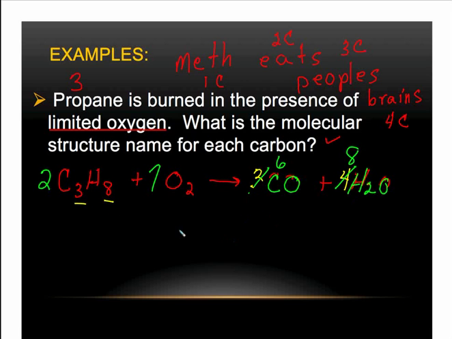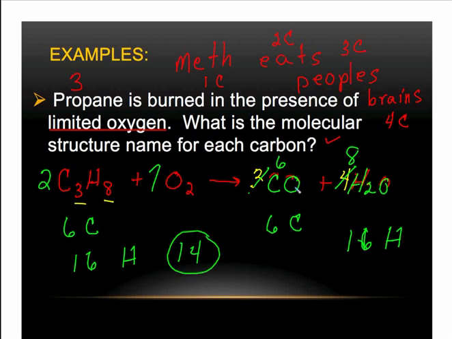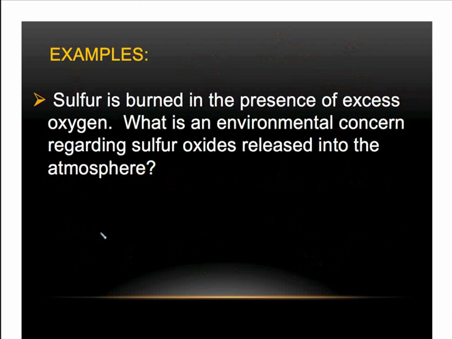So we had H2O, and we had CO, carbon monoxide. This gives me 6 carbons. This gives me 6 carbons. This gives me 16 hydrogens. 8 times 2 is 16 hydrogens. And this gives me 14 oxygens. And 6 plus 8 is also 14. So that looks pretty balanced to me. And I'm sure I will hear about it if I've messed up.